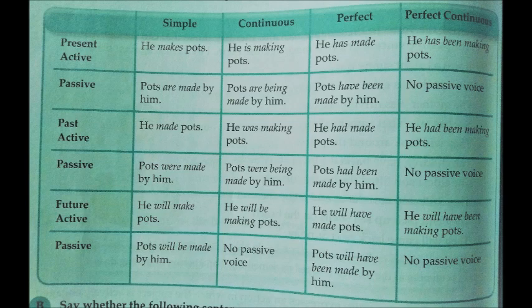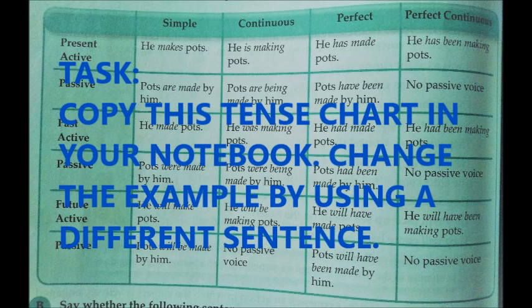Future continuous tense: he will be making pots. We don't have passive voice for future continuous tense. Future perfect tense: he will have made pots. Passive voice: pots will have been made by him. In order to learn the transformation of sentences from active to passive, you need to learn this chart very well.